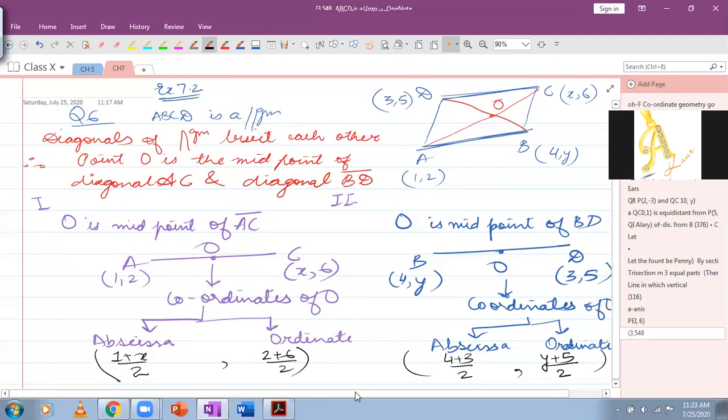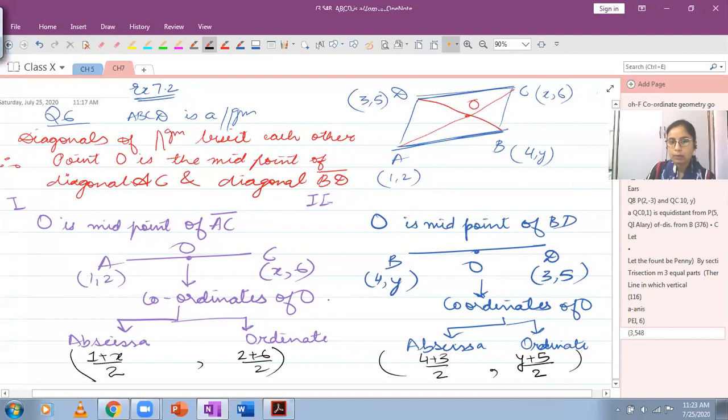But if we look at the two cases, on both sides what are we taking? Here also coordinates of O, here also coordinates of O, and both should be equal. The coordinates you get from the first case and the coordinates you get from the second case should be the same. So abscissa from case 1 should be equal to abscissa from case 2 and ordinate from case 1 should be equal to ordinate from case 2. This is what we want here.